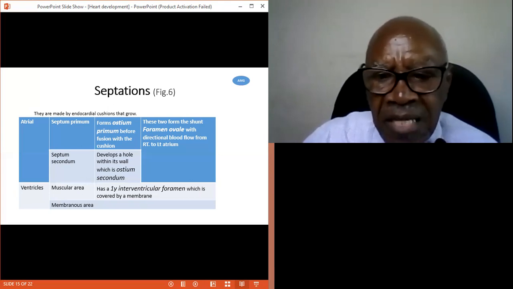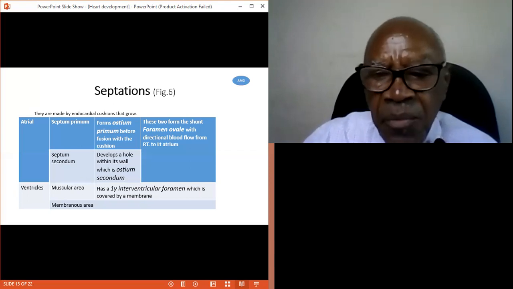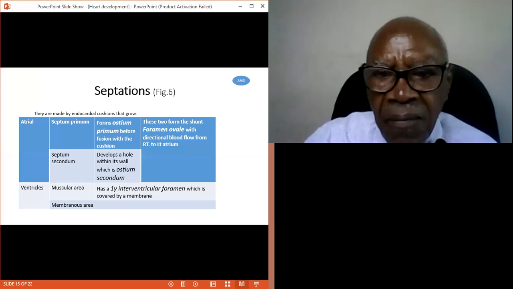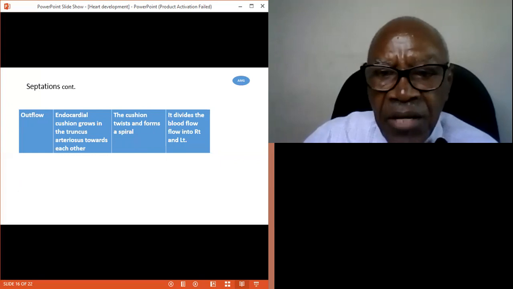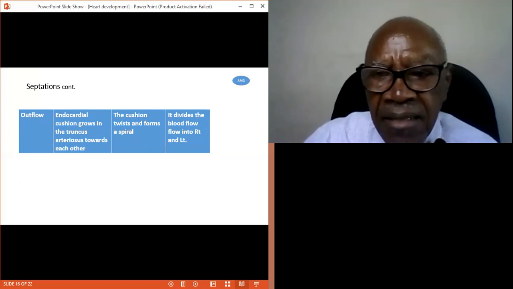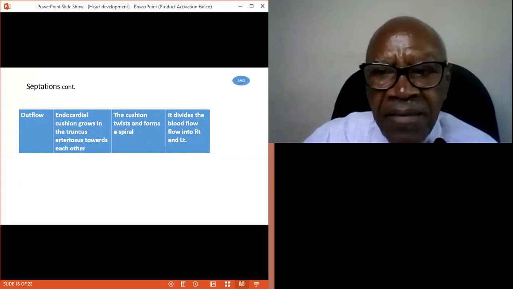Ventricles, the muscular area, which has a primary interventricular foramen, which is covered by a membrane. Then there is a membranous area. And the outflow. The endocardial cushion grows in the truncus arteriosus towards each other. The cushion twists and forms a spiral. It divides the blood flow into right and left.